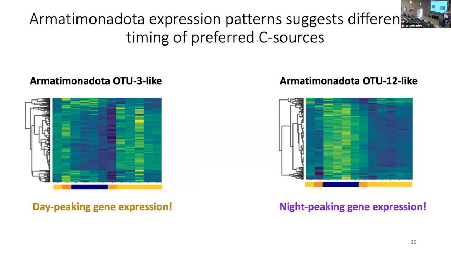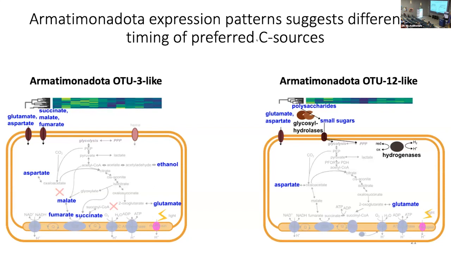Our OTU3-like organism seems to have a lot of genes peaking in the day, and our OTU12-like organism has a lot more of its genes peaking in the night. We hypothesize this might suggest there's differential timing of the preferred carbon sources. Some prior work by Kim et al. has measured whole mat metabolites and found sugars seem to be a bit more abundant at night, but we really want to follow this up and find out more about what's actually going on in the mat.